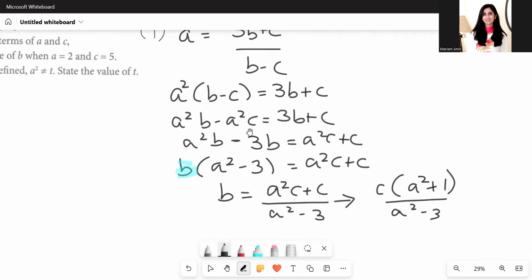Please do not end up cancelling these a squared. That is not how math works. These a squared do not cancel. Okay.